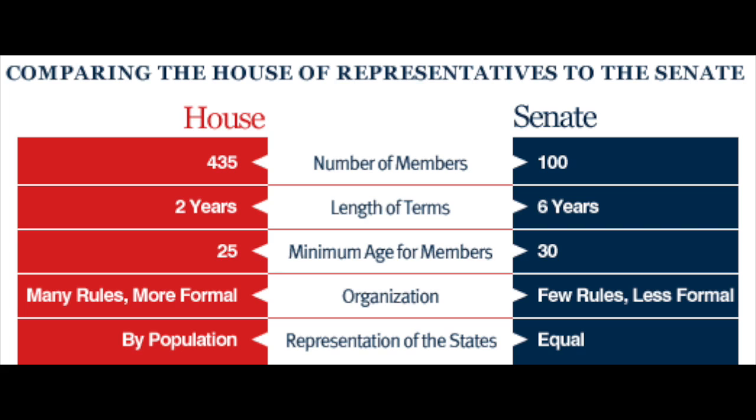Okay, so the first thing we need to know about Congress is that it's two houses. It's bicameral, okay? We have the House of Representatives and we have the Senate. The House of Representatives is based on population. The Senate's based on equality. 435 members in the House, 100 in the Senate, okay?